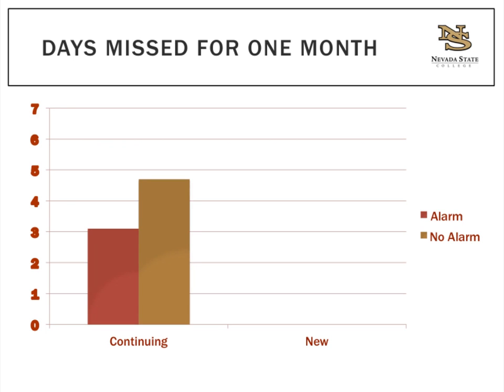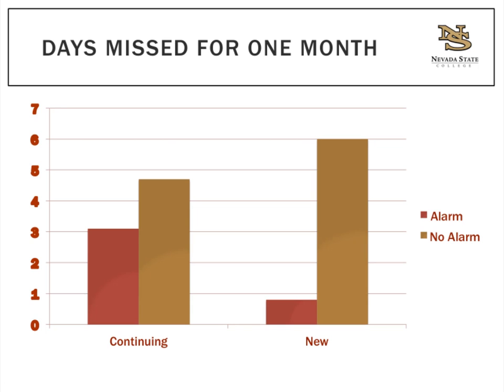So for our patients who are continuing a medication that they were already taking for at least 6 months, we see that the patients missed more days, right? More days here when they did not have an alarm than when they did have an alarm. Okay, so this looks like having the alarm helped the patients miss fewer days. Oh, that's good. That's really good news. All right, so let's see what happened with patients who were starting a new medication they had never been on before.